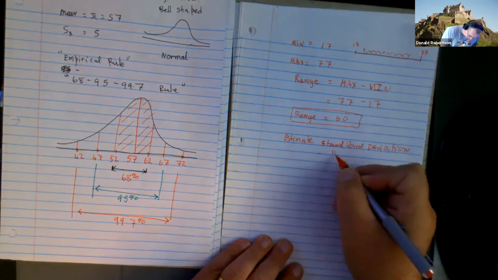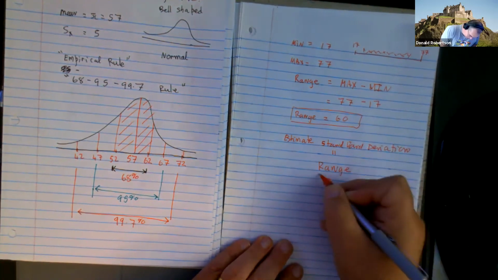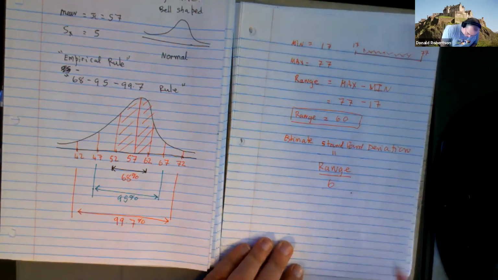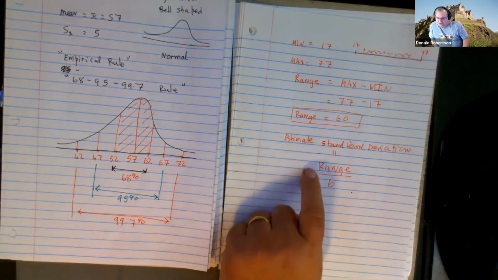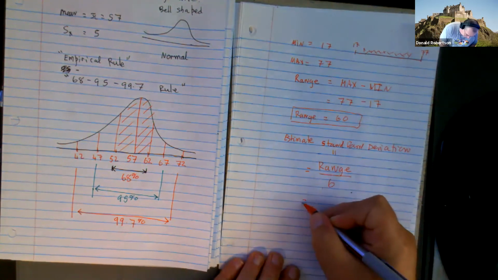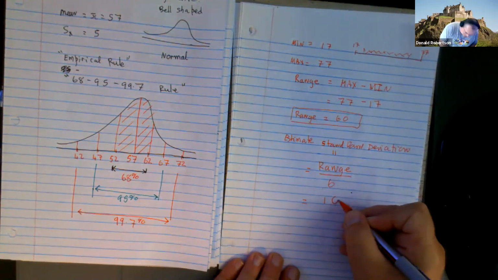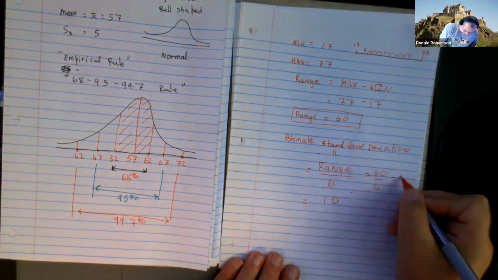It's equal to the range divided by 6. So if you want to estimate the standard deviation, just take the range, this guy, and divide it by 6, and you get the answer. In this case, 10, because it's 60 divided by 6.